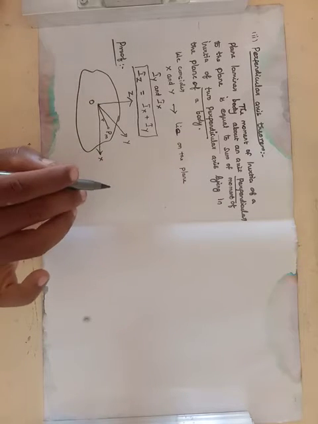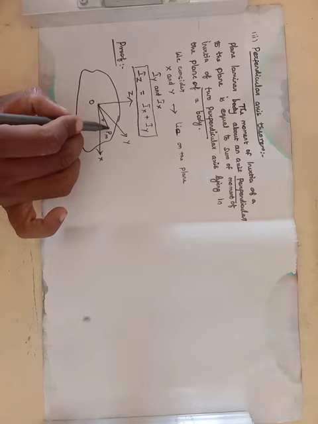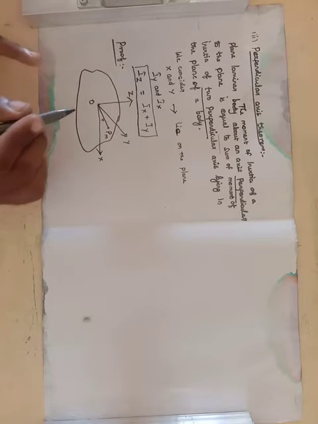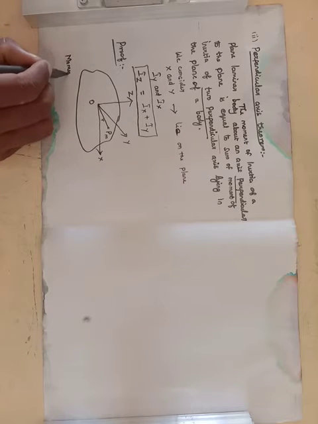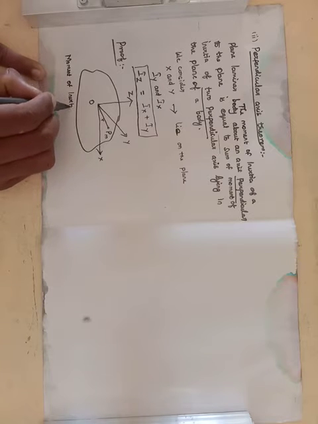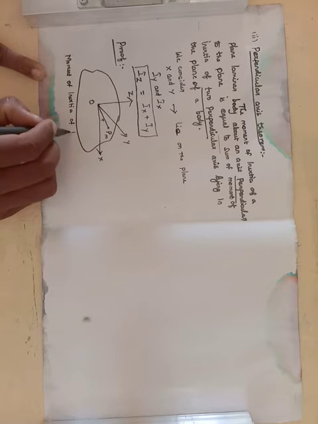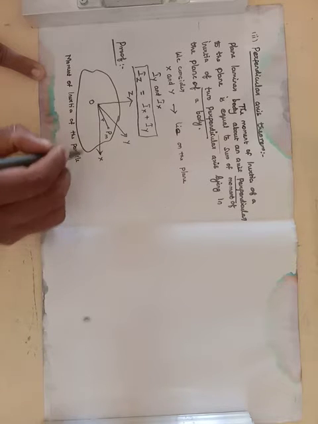Okay, students. So we are going to calculate the moment of inertia of the particle, the point mass. The moment of inertia is calculated by using the formula, of the particle or point mass P.